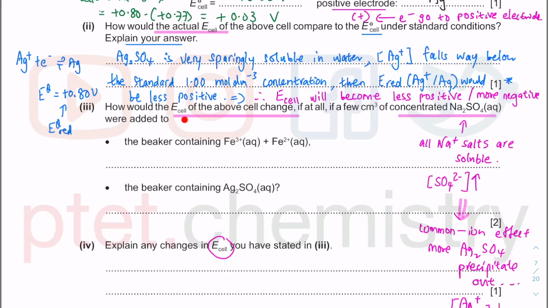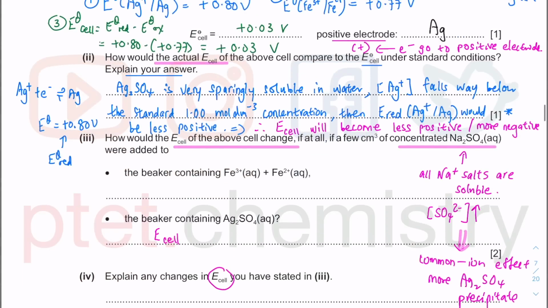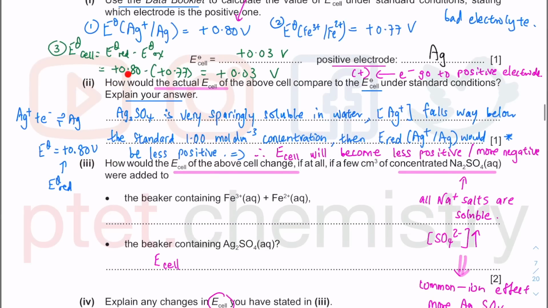So how would the E cell change? Well, the thing that contains the Ag2SO4, how would the E cell change? If I add it to the Ag2SO4 there, the E cell would behave the same as just now, because here my Ag plus concentration drops, so this equilibrium will shift to the left. This will become less positive, so the E red becomes less positive. Less positive minus the same value, your E cell will become less positive. So E cell becomes less positive, or if you want, you can say more negative. That would be okay as well.